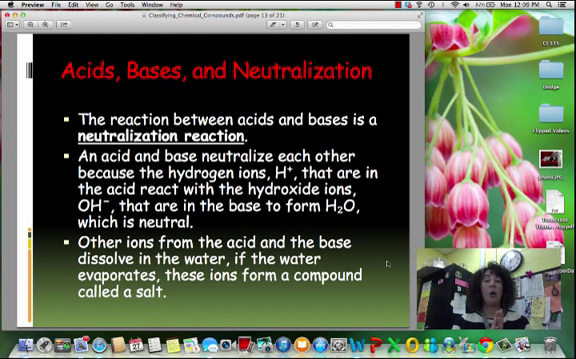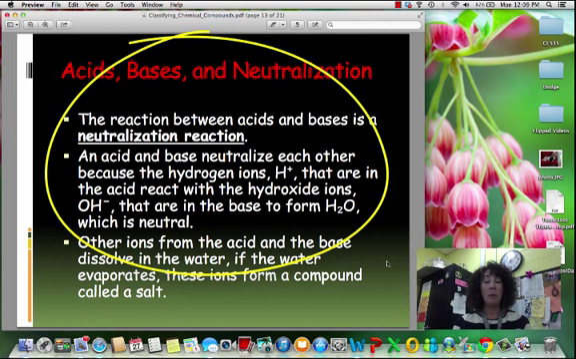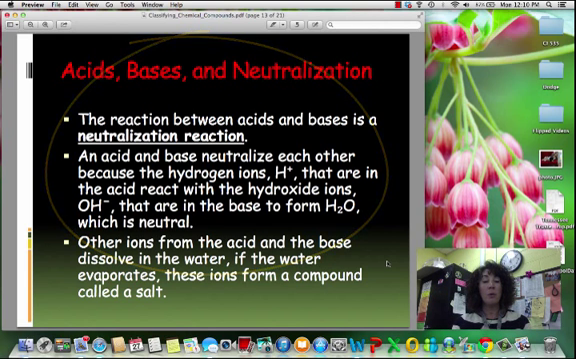Okay, now what happens when acids and bases mix? Then we get a neutralization reaction. Because now those hydrogen ions that are in the acid react with the hydroxide ions that are in the base, and oh my goodness, we get water, which is neutral. Other ions from the acid and the base dissolve in the water. If the water evaporates, those ions form a salt. Holy moly.